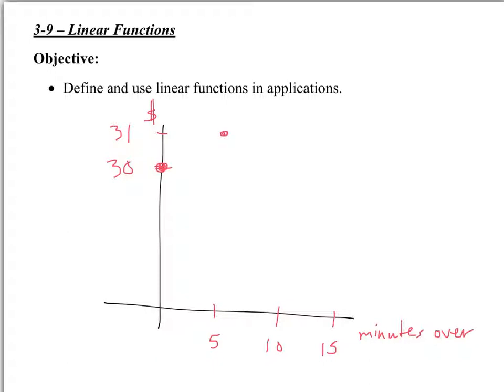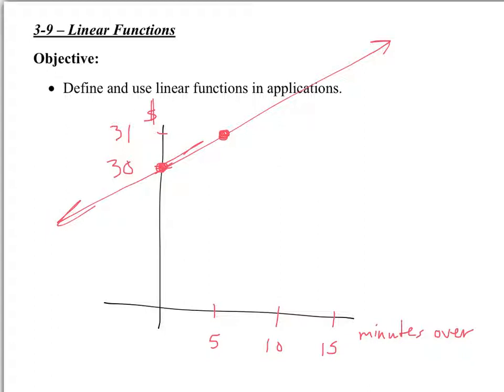This next dot would be at 31, because if you go over by 5 minutes and it's 20 cents every minute, that's another dollar onto your bill. So that would be $31. If you go over by 10 minutes, it'd be $32. If you go over by 15 minutes, it'd be $33. So the idea behind this is that you have, as a result, a linear function.